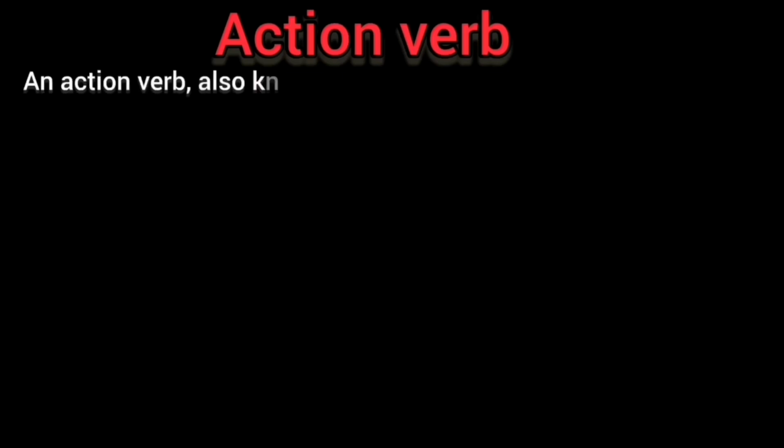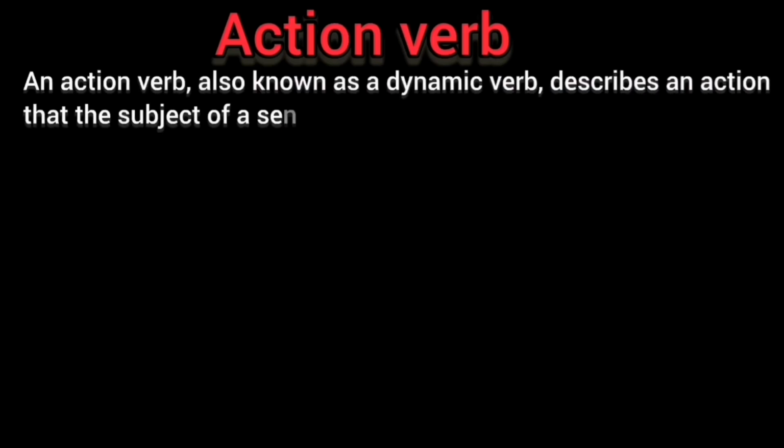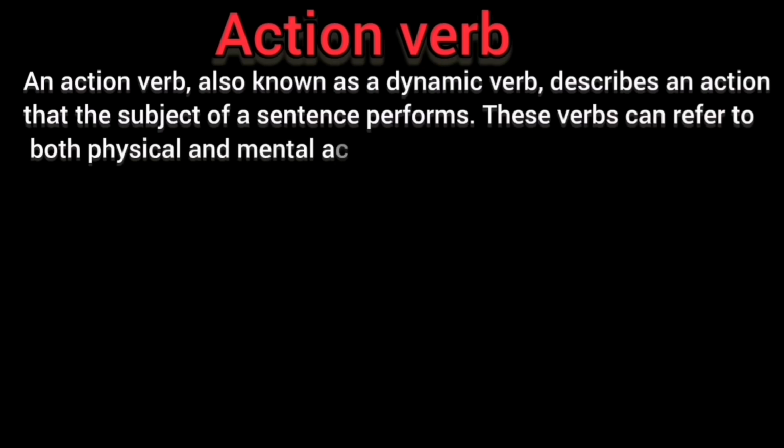An action verb, also known as a dynamic verb, describes an action that the subject of a sentence performs. These verbs can refer to both physical and mental actions. Simply, it means that an action verb is a kind of verb which shows action, both physical or mental. Basically, if a verb shows the action of the body or mind, then it is called a dynamic or action verb. Look at these examples.